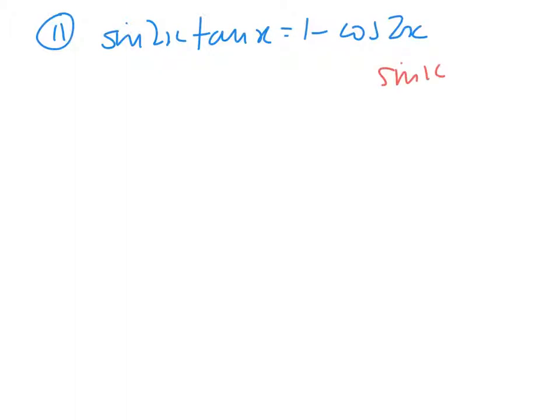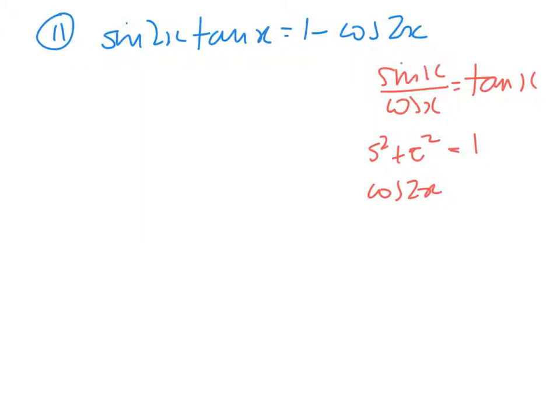Last question, you'll be pleased to hear. Show that sin 2x tan x equals 1 minus cos 2x. Okay, a few things we're going to need in this question. We need to remember that sin x over cos x is equal to tan x. We're going to need to remember that sin squared x plus cos squared x is equal to 1. And we're going to have to remember that cos 2x can be written as 2 cos squared x minus 1. So we're going to keep them in our mind.